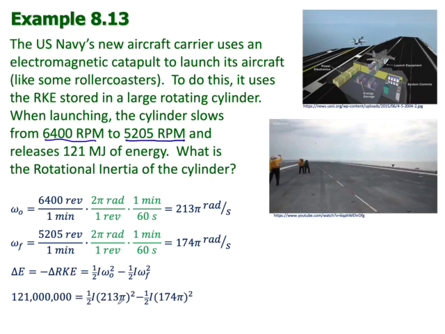1/2 I omega initial squared, we got that from up here. And minus 1/2 I omega final squared, which we got from right here. Solving it, you'll discover the rotational inertia from the published data is 1,590 kilograms meters squared. Why am I suspect on this one?